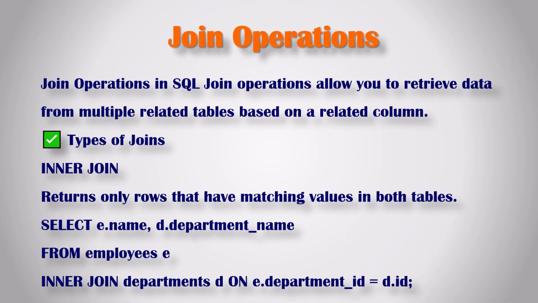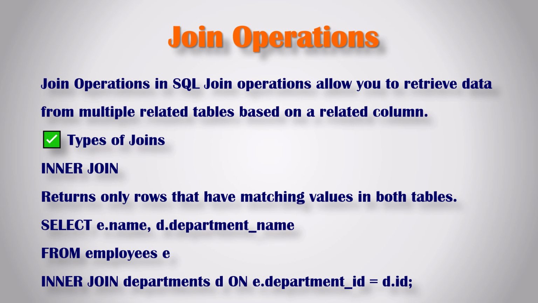Join operations in SQL allow you to retrieve data from multiple related tables based on a related column. There are several types of joins. Inner join returns only rows that have matching values in both tables.